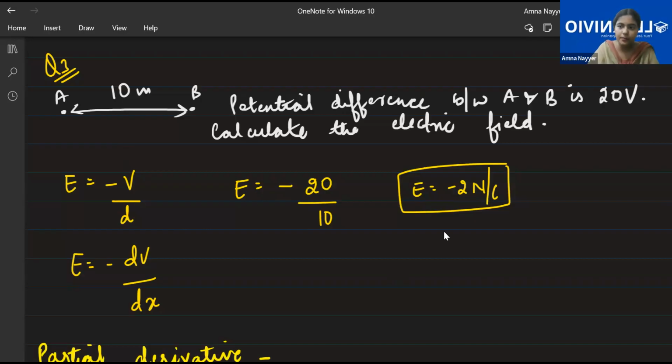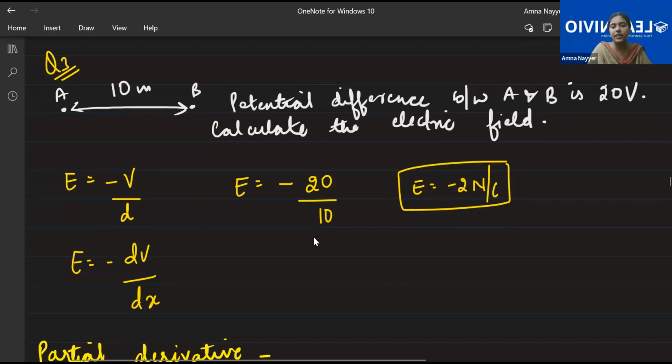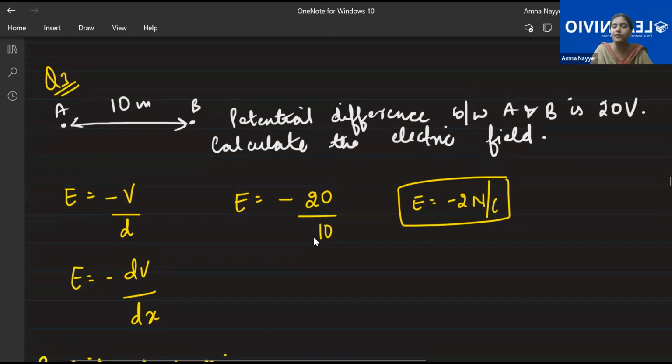Yes? Yes, ma'am. Please write this. Sure. Then we'll come to partial derivation, which I told you, that has to be done differently.